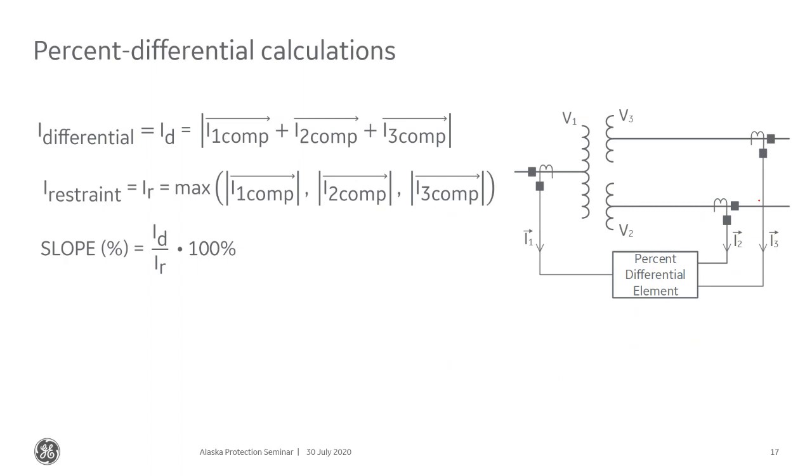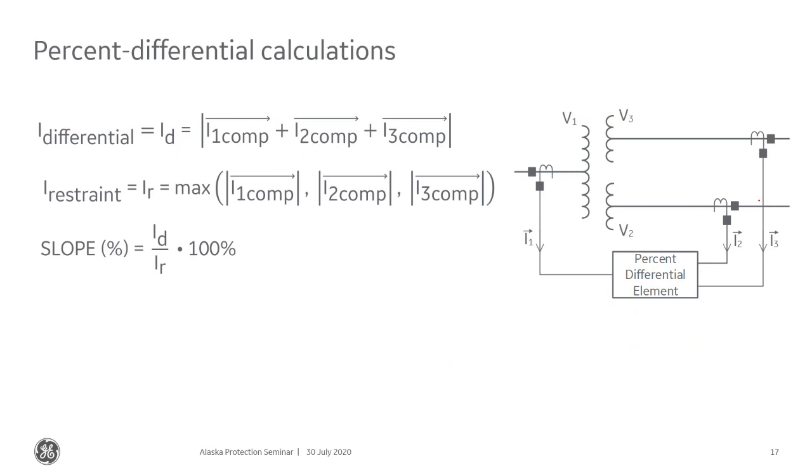Compensated, I'll talk about what that means in the next couple of slides, but basically what we're doing by compensating for that is we're accounting for the fact that there is phase shift across this transformer, and also the voltage levels are different across the transformer.